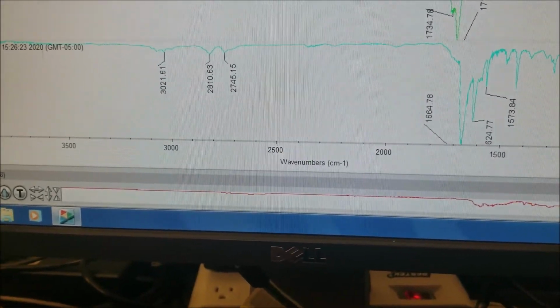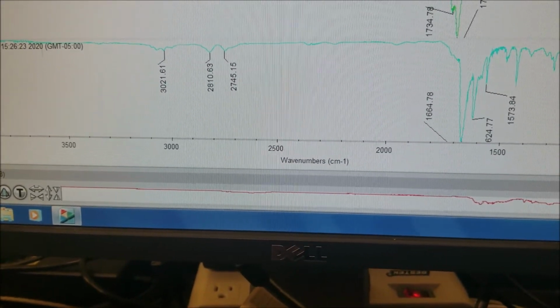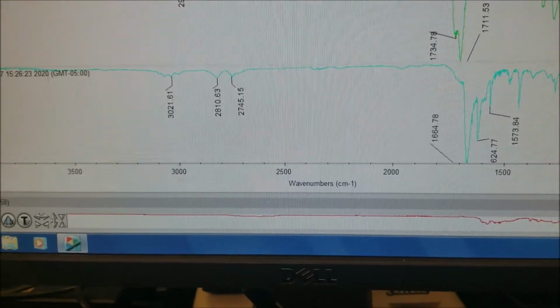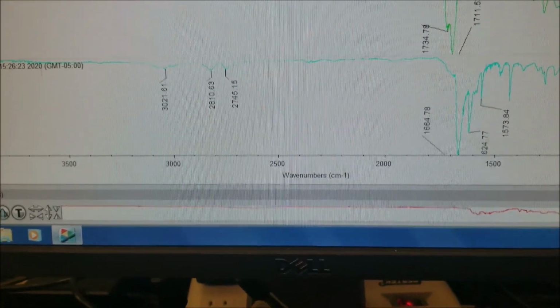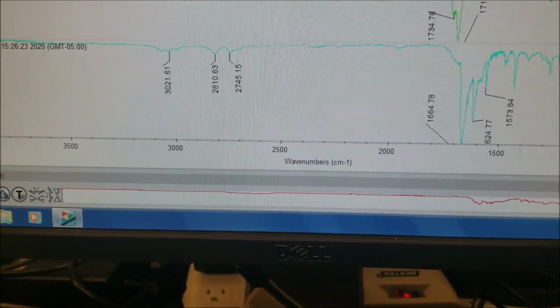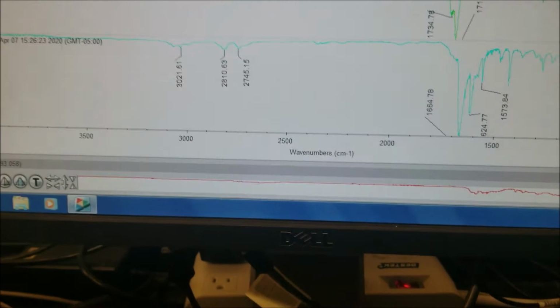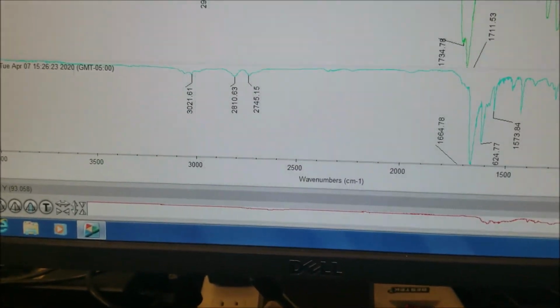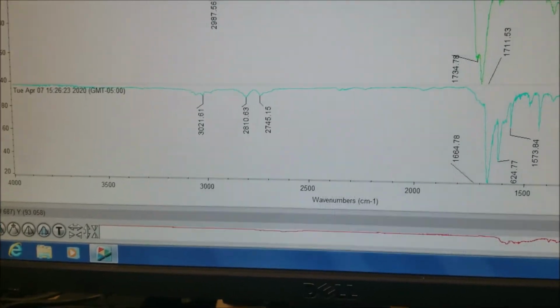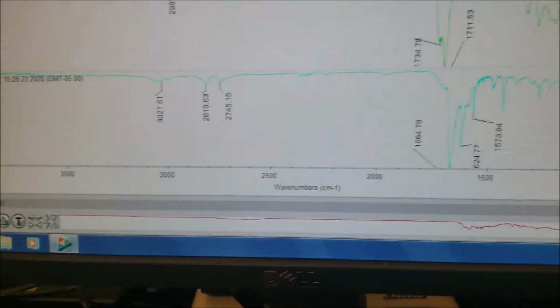And we have the alkene stretches, the sp2 hybridized peaks. We have the peaks at 2810 and 2745. The 2745 you should definitely take note of, as that is most likely our aldehydic CH.